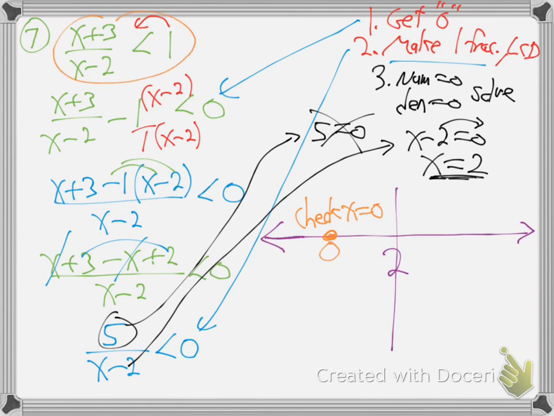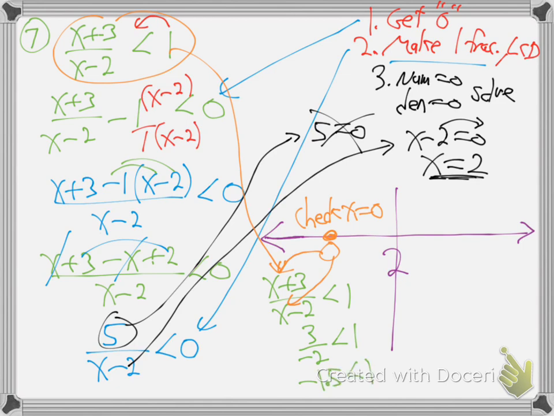The original. Grab the original, which is (x + 3)/(x - 2) < 1. Put in the 0. So when you plug in zeros there, you just get 3 over negative 2 is less than 1. Divide that in your calculator, you get -1.5 is less than 1. Is that true? Yeah, that's true. Negative numbers are less than positive. That's true. So that means this is a true section.